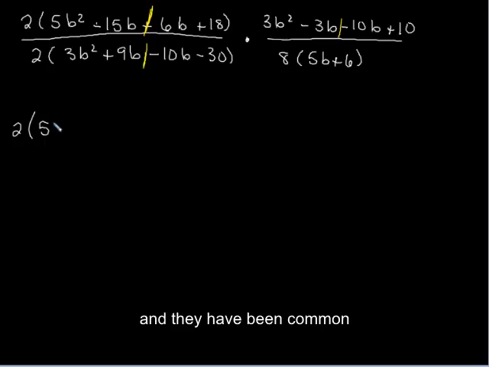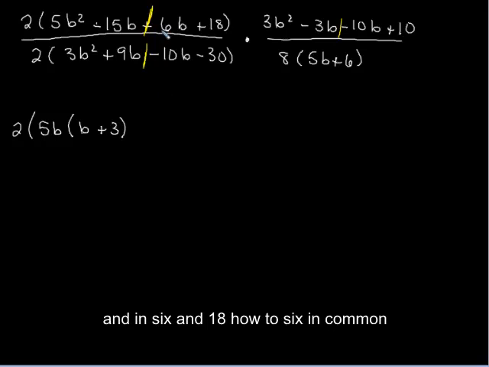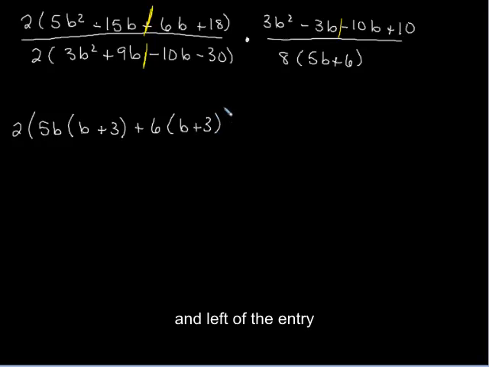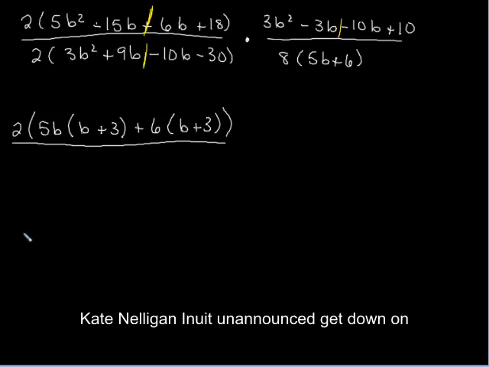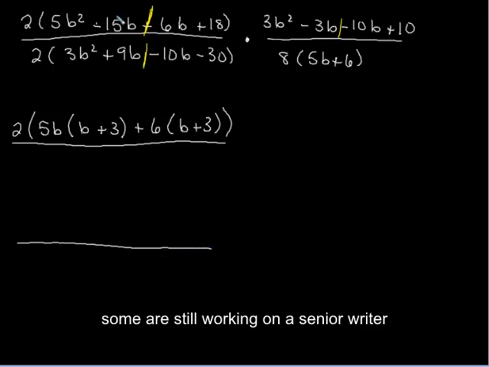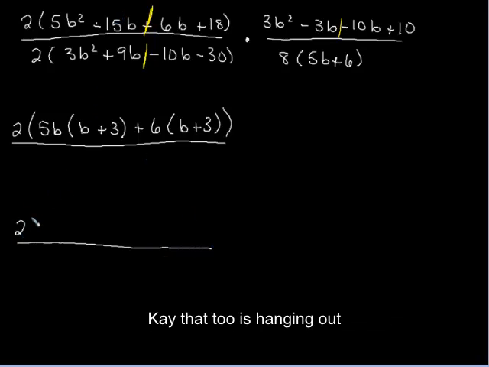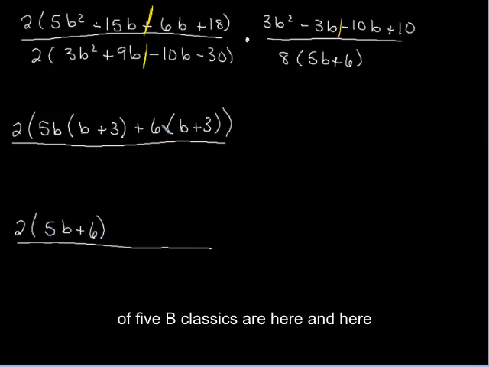And they have a b in common. So I have a 1b left and a 3. That's from this section right here. And then 6 and 18 have a 6 in common, and I'm left with b and 3. Now what I'm going to do is skip down. So we're still working on this same numerator. The 2's hanging out. I have a 5b plus 6 from here and here, and a b plus 3.